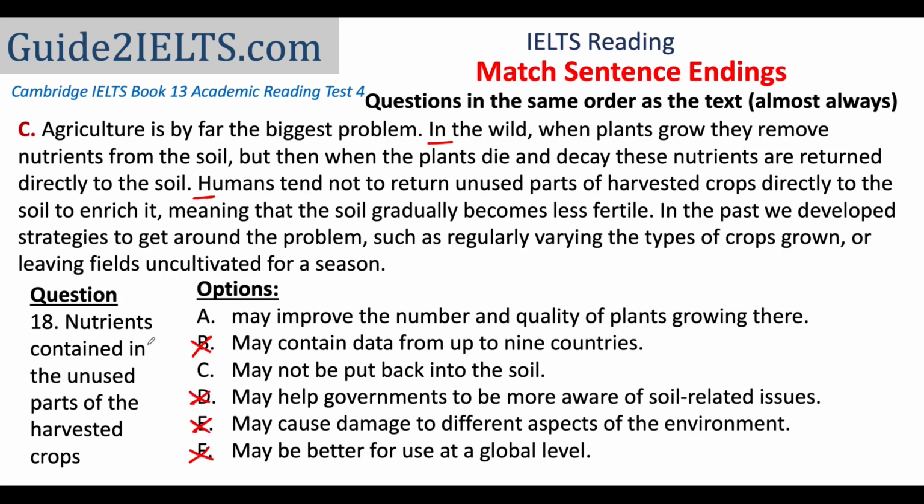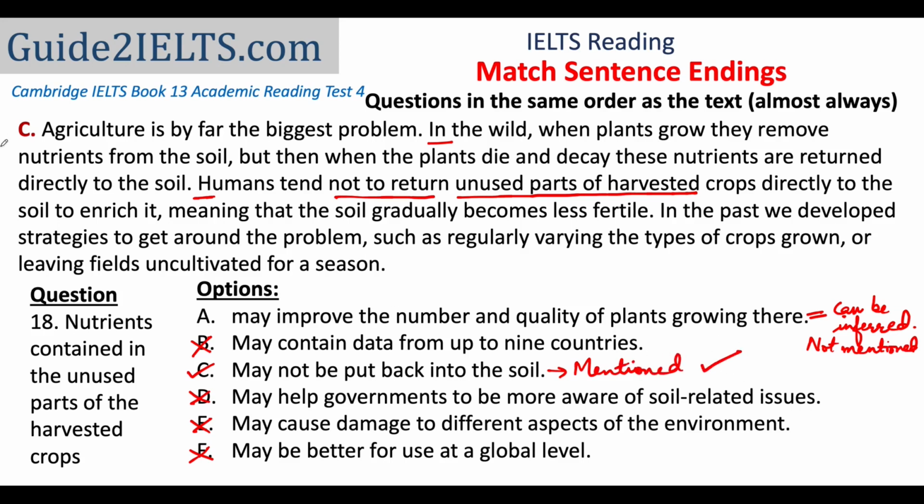The only possible answers are A and C. The answer is C because that is what is clearly mentioned in the passage. It says that the unused parts of the harvested crops, which do have certain nutrients, are usually not returned to the soil. These nutrients may improve the number and quality of plants, but that is something we can infer from the given information in the passage. It is not clearly mentioned in the passage. So the answer is C.